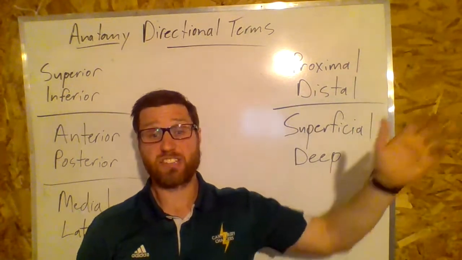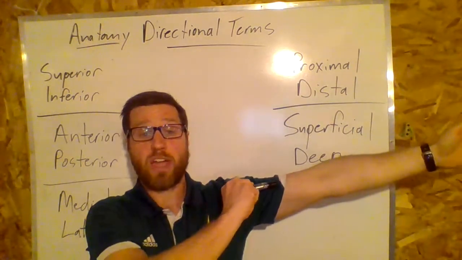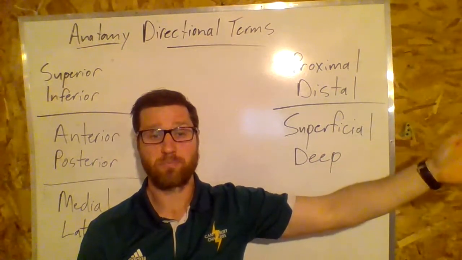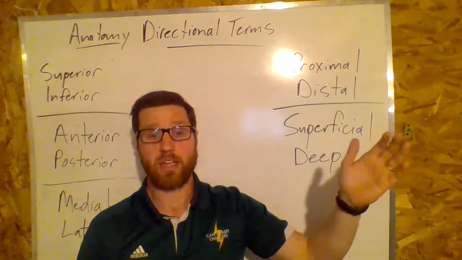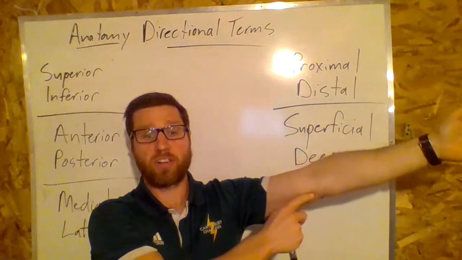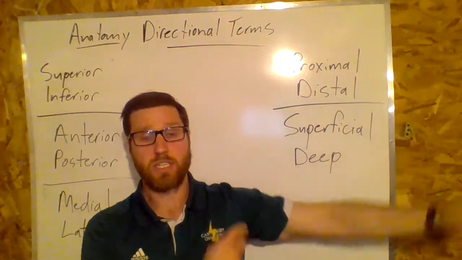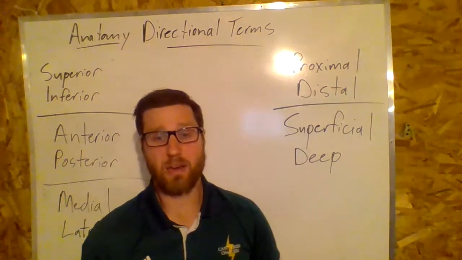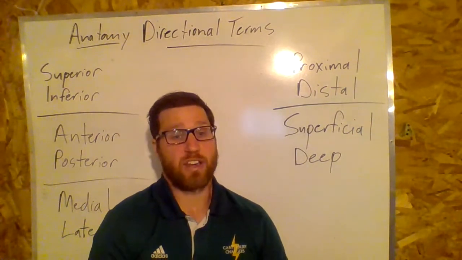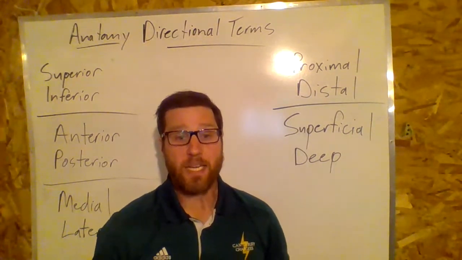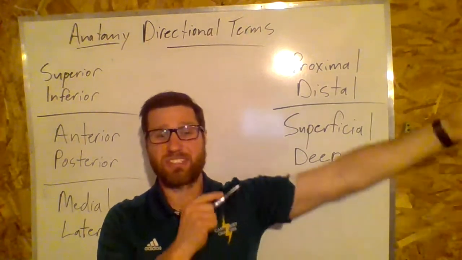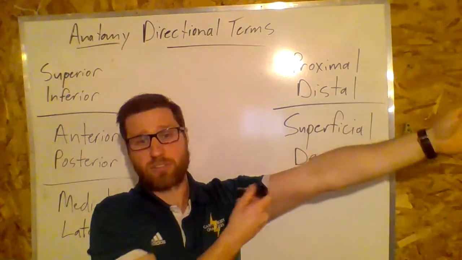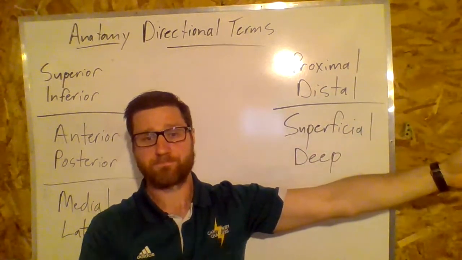And then distal is just the opposite. Anything further away from that point of attachment is distal. So my elbow is distal to my shoulder. My knee is distal to my hip. My foot is distal to my knee. So that's distal. So distal further away from the point of attachment. Proximal is closer to the point of attachment.